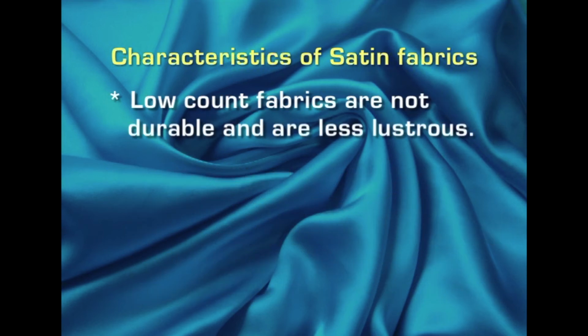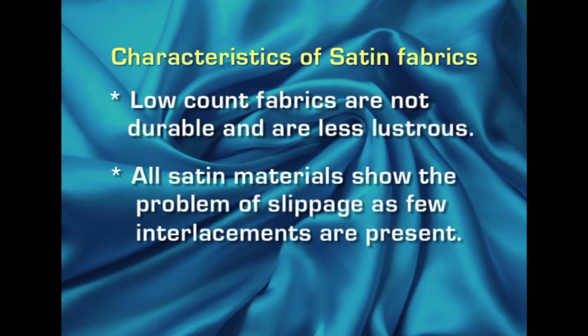Low count fabrics are not that durable. When the thread count is less, the fabrics are going to be less smooth and less lustrous. All satins, irrespective of the number of threads that are present, slip at the seams, so while making garments from these fabrics, much care is taken in sealing the seams so that they will not slip at this particular point, and thus the fabrics can be durable.